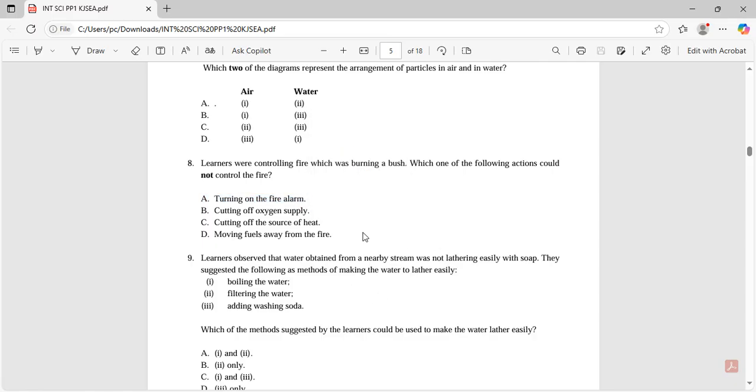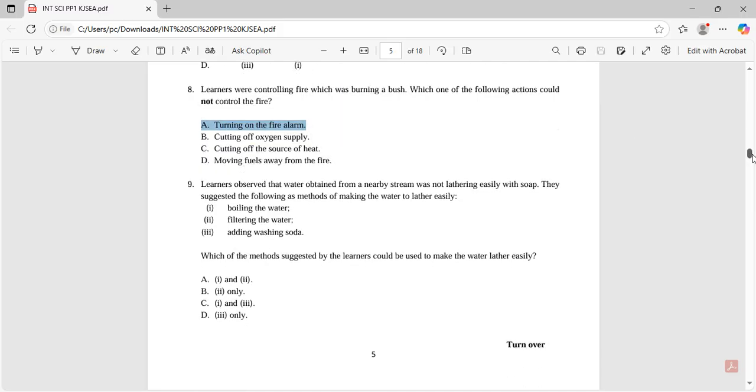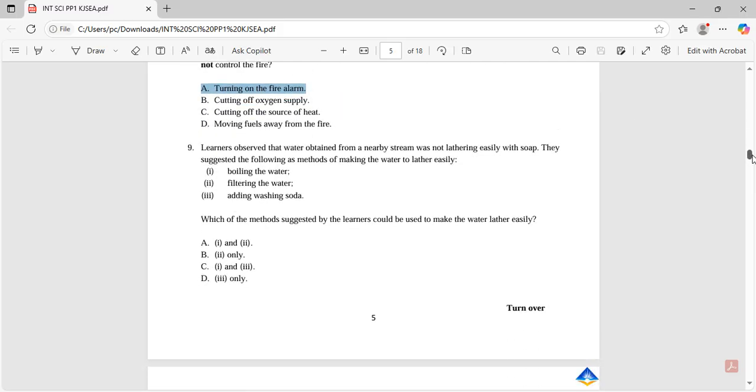Learners observed that water obtained from a nearby stream was not lathering easily with soap. They suggested the following methods of making water lather easily: 1. Boiling the water, 2. Filtering the water, 3. Adding washing soda. Which of the methods suggested by the learners could be used to make the water lather easily?